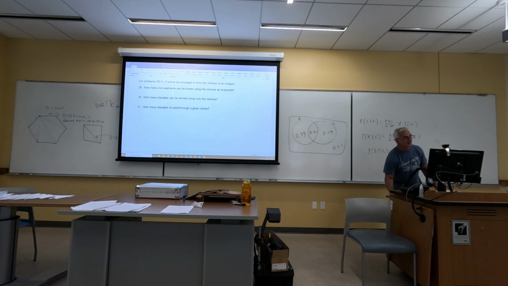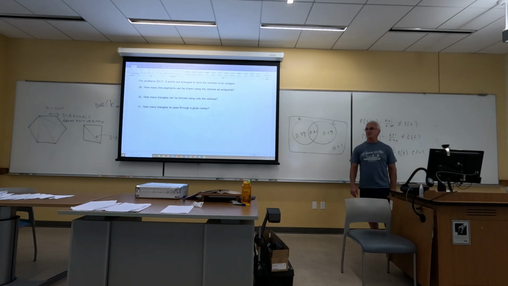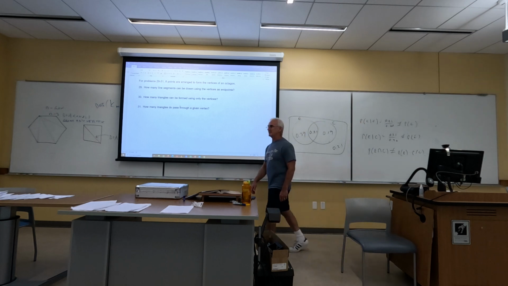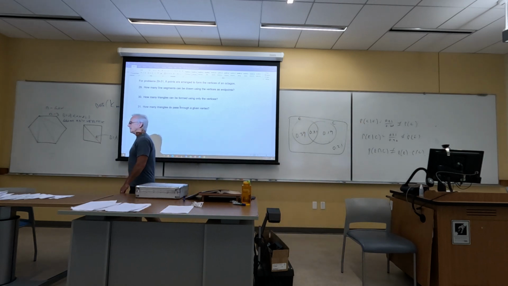We're almost done. This is not a graph theory problem, although it seems like one. This actually came from chapter 9. I've got an octagon, an 8-sided figure. How many line segments can be drawn using the vertices as endpoints? We already know the answer to that. What did we say earlier?